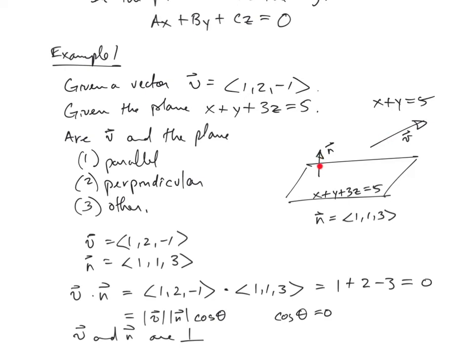And since they're perpendicular to each other, and n is perpendicular to the plane, that means v must be parallel to the plane. It doesn't have to be in the plane, but it does have to be parallel to the plane. So I should have drawn v maybe like this instead.